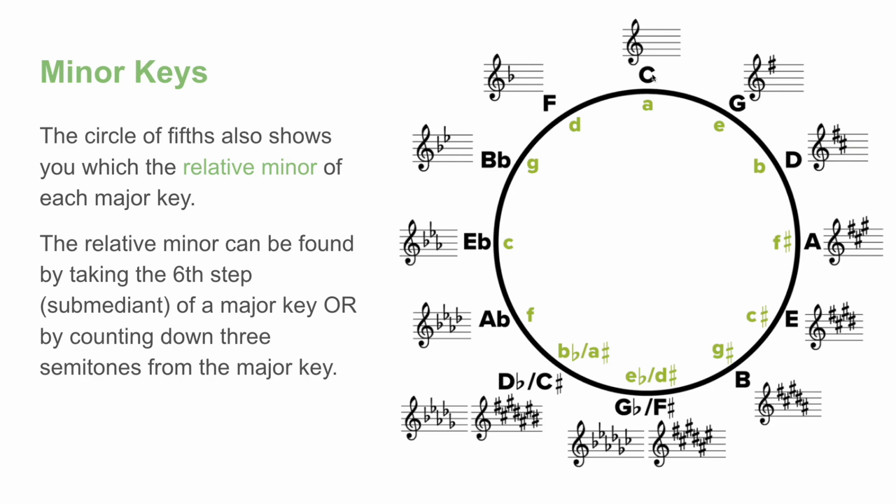We can see at a glance that C major and A minor are related to each other. So we'd expect C major and A minor to have the same key signature. We can see at a glance that G major and E minor are related to each other, and that they will have the same key signature.